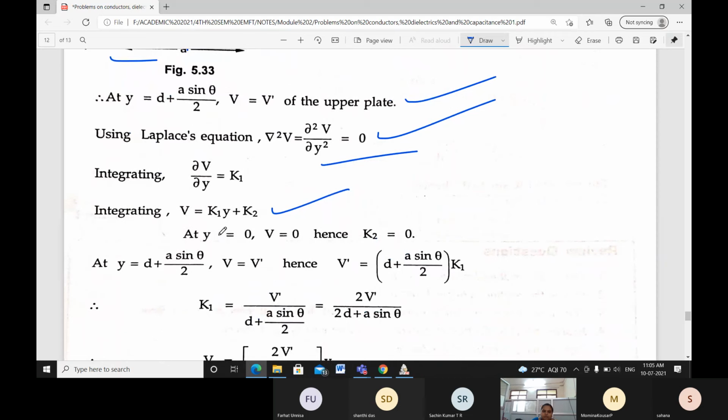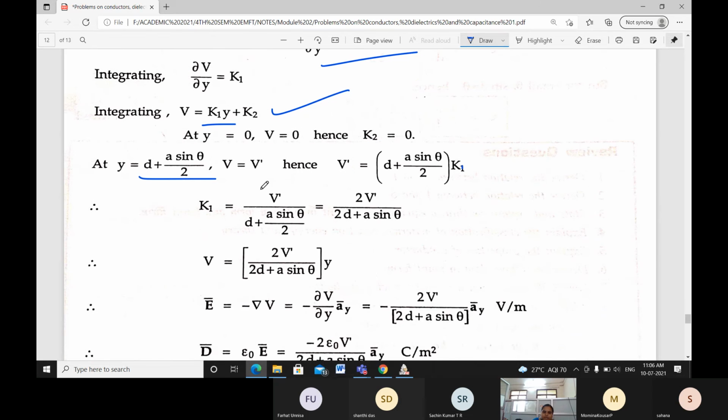Then at y equal to 0, our V is also going to be 0, and k2 is also going to be 0. Then at y equal to d plus a sin theta by 2, here the condition is V should be equal to V dash. Hence the equation is going to be: V dash is going to be, substituting here, d plus a sin theta divided by 2 times k1. Therefore, k1 is V dash divided by d plus a sin theta by 2.